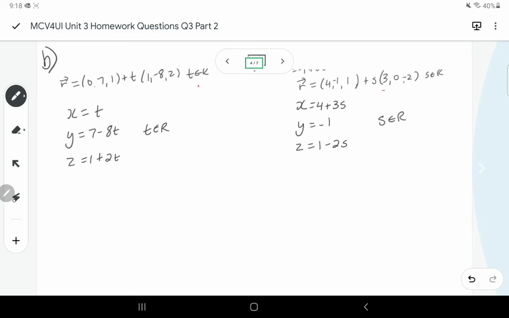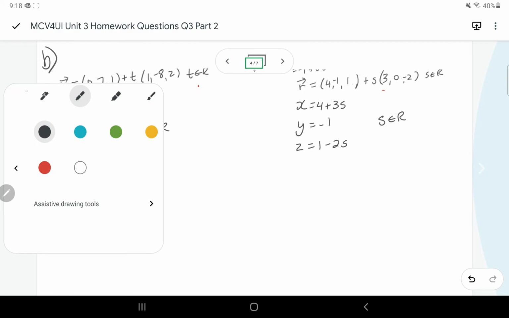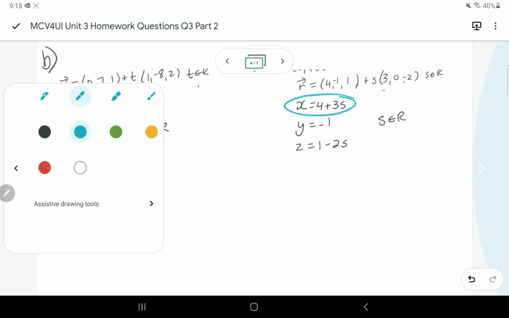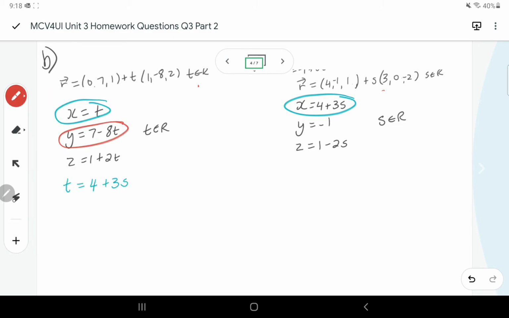So I'm going to make my three equations from setting those pairs equal. So here I have that t equals 4 plus 3s. The next pair, looking at the y's, and this is actually going to be an easier one. So 7 minus 8t equals -1. Once I get those two pairs, I'm going to just solve this because I only have a t there. So -8t equals -8, so t equals 1.